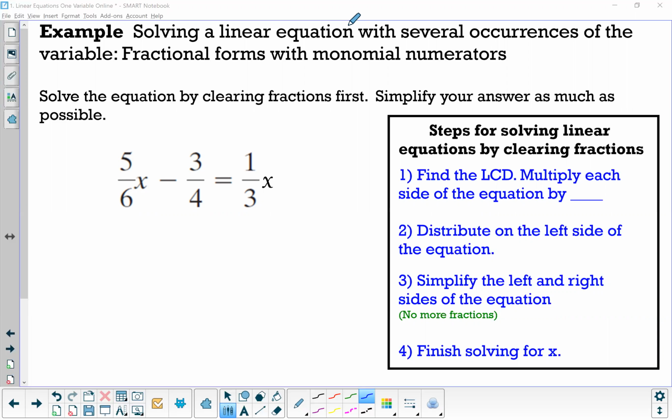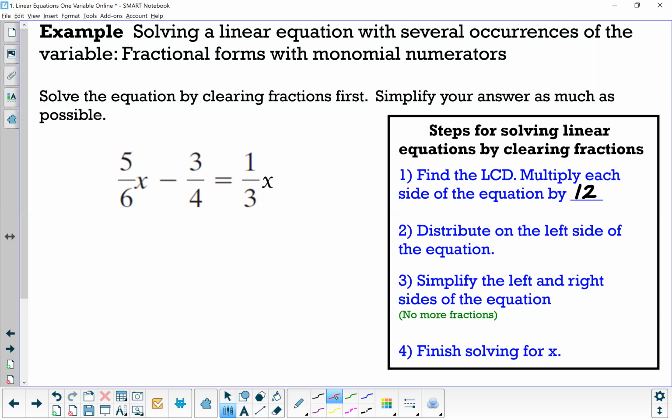So the way that you do that is you look at your denominators, which are 6, 4, and 3, and determine what the LCD is. In this case, that would be 12. Now I'm going to do this problem twice. First, I'm going to do it by actually getting a common denominator of 12.